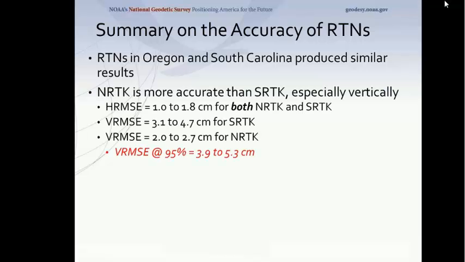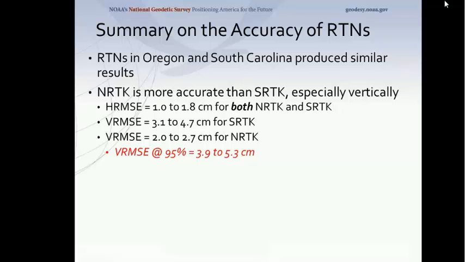Here are the different accuracies that were plotted in those 2 charts. Network RTK is clearly more accurate than SRTK, especially vertically. That's where the biggest benefit is. In terms of horizontal, they're both fairly similar though. Vertically, NRTK is nearly half as small as SRTK.